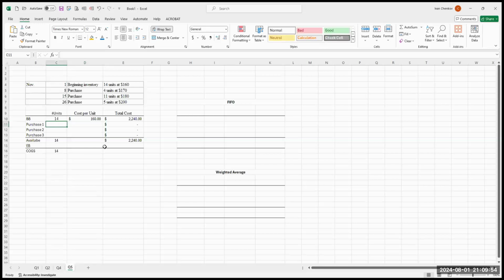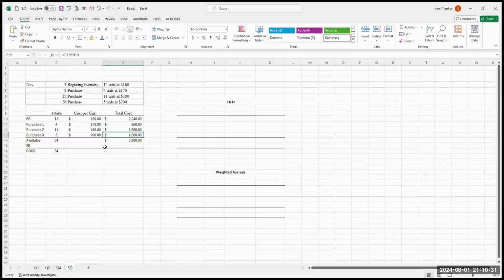Then I'm going to have a purchase of 4 units at $170, and I'm going to have $680 total cost. Then I'm going to purchase 11 units at cost 180, and that's going to cost me $1,980. The last purchase is of 5 units, and the cost for those 5 units is $200 per unit, and I have to pay $1,000. So in total, I have 34 units, and those 34 units cost me $5,900.